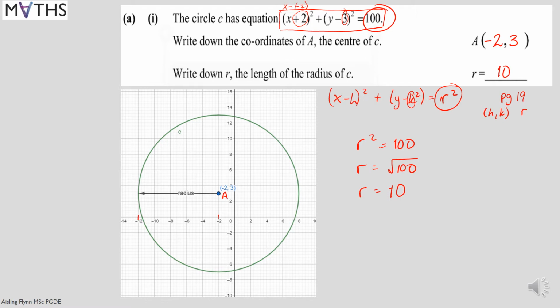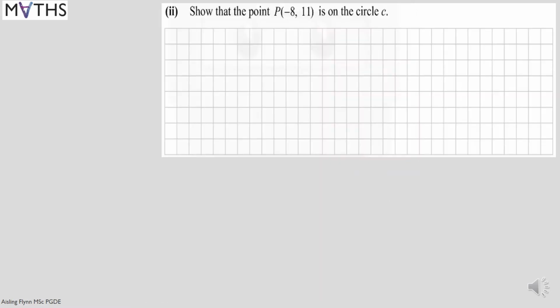Let's go on to the next part and how tangents are involved. Firstly, we have to show that the point P, which is (-8, 11), is on the circle C. In previous lessons we learned that if a point is on the circle C, then it should satisfy the equation of the circle and make the left side equal to the right. So I'm going to take the equation of the circle from the previous slide.